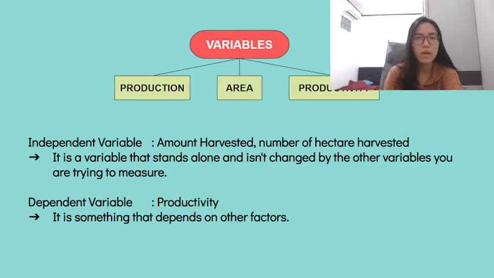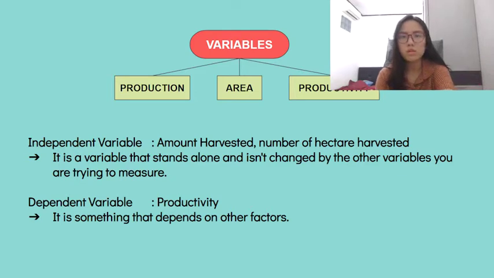From this problem, we get three variables, which are the production, the area, and the productivity. The production is the cumulative number of crops harvested, the area is the quantity of land used for harvesting, and the productivity is the amount of crops harvested per area. From this problem, we can observe that the independent variables are the amount harvested and the number of hectares harvested. On the other hand, the dependent variable is the productivity.